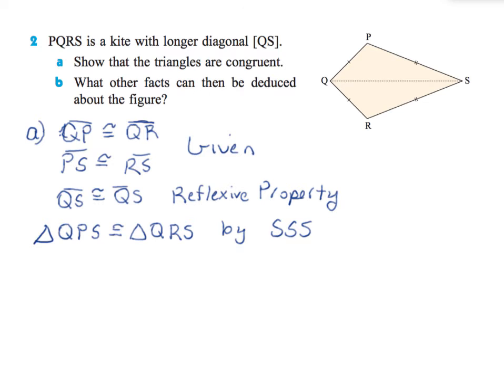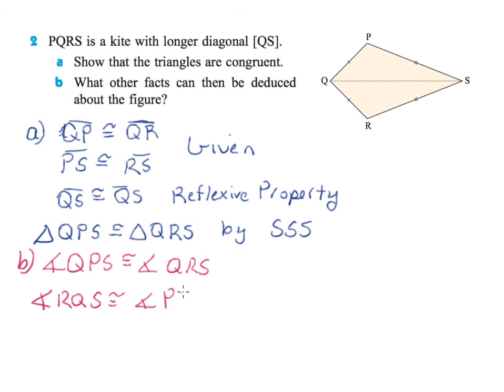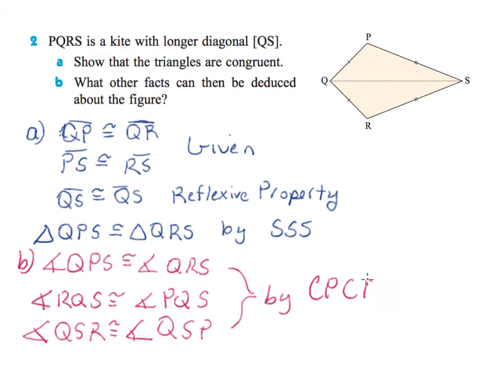In part B, what other facts can we deduce about the figure? Well, we can figure out that all the corresponding angles are congruent to each other. So that's angle QRS is congruent to angle QPS, and angle RQS is congruent to angle PQS. And finally, angle QSR is congruent to angle QSP by CPCTC.